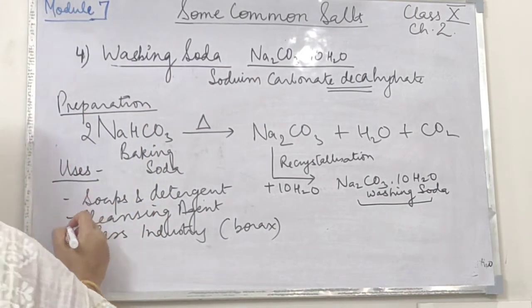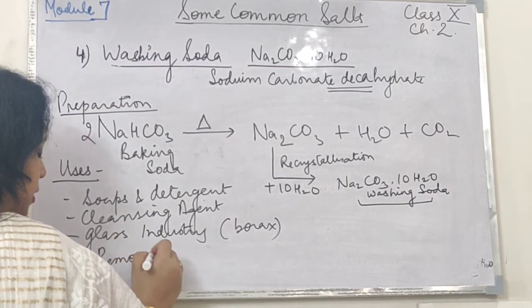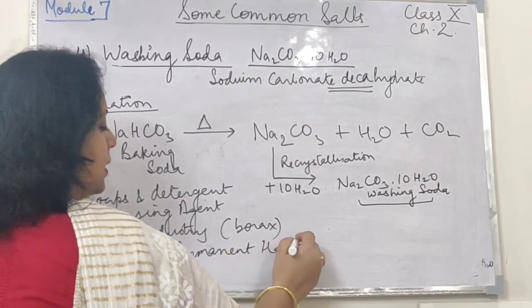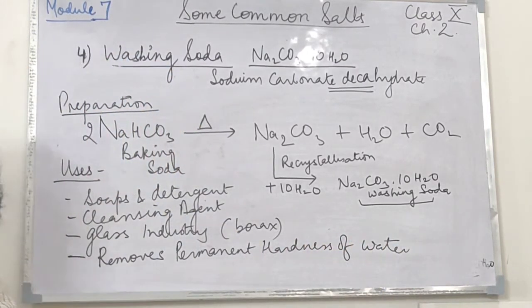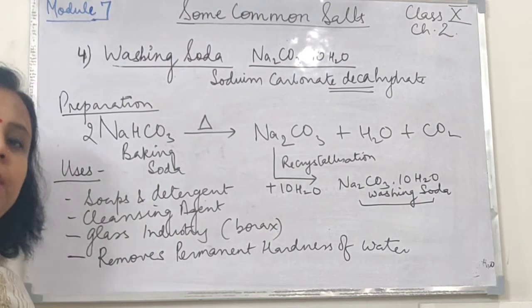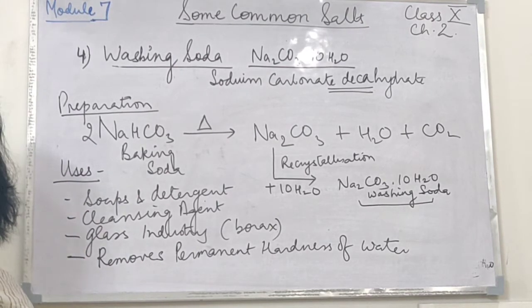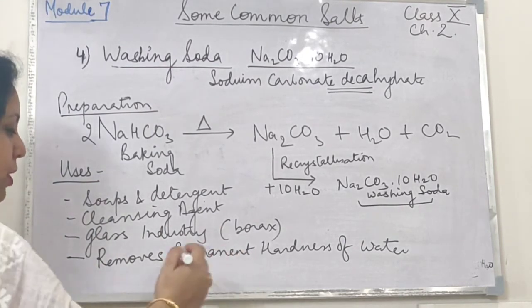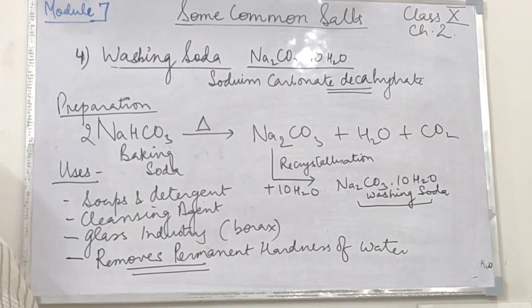Now its very, very important use is that it is used to remove permanent hardness of water. We are going to study hardness of water in chapter 4, in which we will see that hardness of water is of two types, temporary and permanent. If the water has temporary hardness, it can be removed by boiling, but if it has permanent hardness, it cannot be removed by boiling. For such kind of hardness, this washing soda is used.